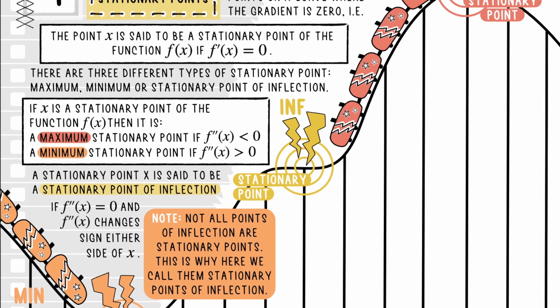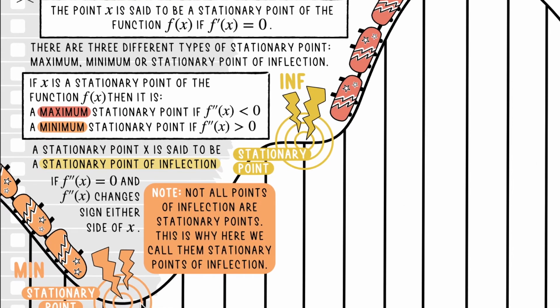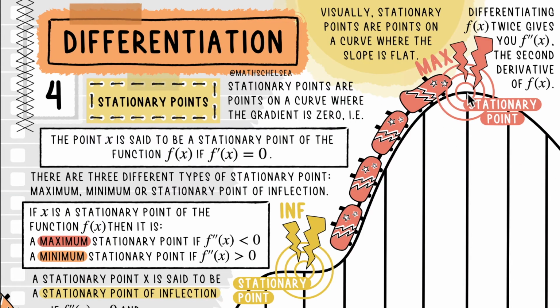So when looking at this roller coaster, we have a stationary point here, i.e. it's the point where the gradient has gone from negative to zero and then to positive, i.e. it's zero here. This is a stationary point. And then up here at the top of the roller coaster, the gradient has gone from positive to zero and then to negative as it goes down. So again, here is a stationary point. It's where the slope is flat, or you might also say the gradient is zero.